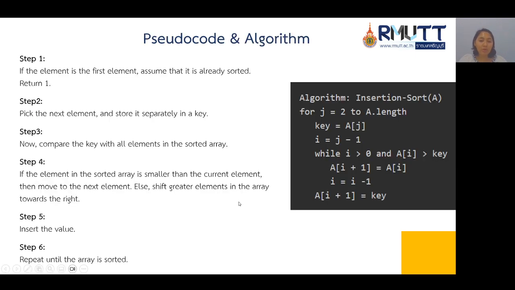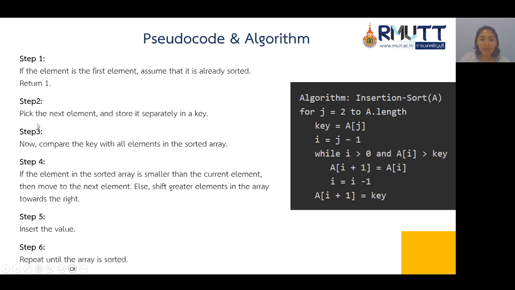This is the pseudocode and the algorithm of the insertion sort. This picture is the pseudocode of insertion sort, and these are the steps. The first step is, if the element is the first element, assume that it is already sorted, then return 1.